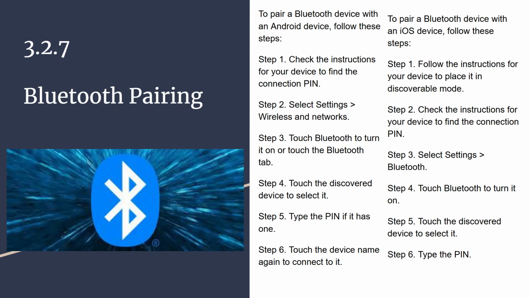And for iOS, you follow almost the same instructions, except you have to check the instructions for the device PIN, the connection PIN. Select settings, Bluetooth. Touch Bluetooth to turn it on. Touch the discovered device to select it, and then type your PIN.